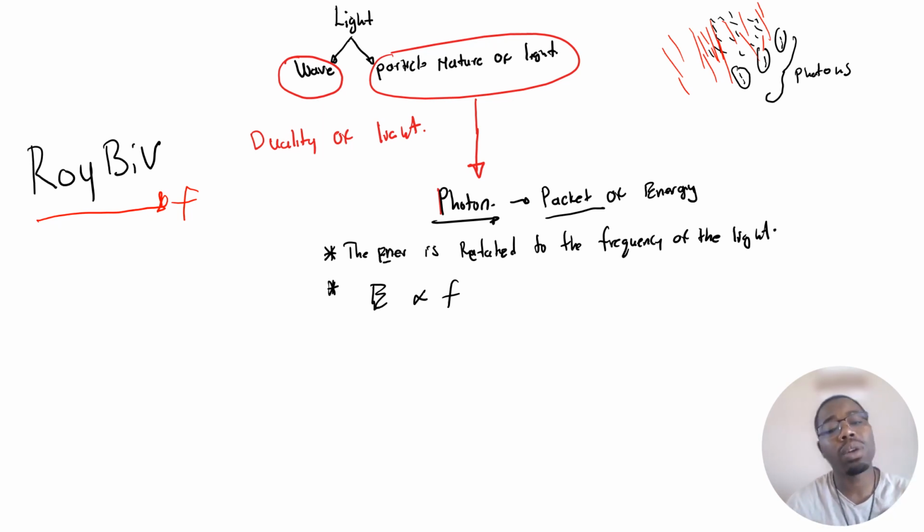And the yellow light will also have higher energy as compared to the red. Meaning on this ROYGBIV spectrum, red light will have the lowest photon energy, the minimum energy. I hope that makes sense.